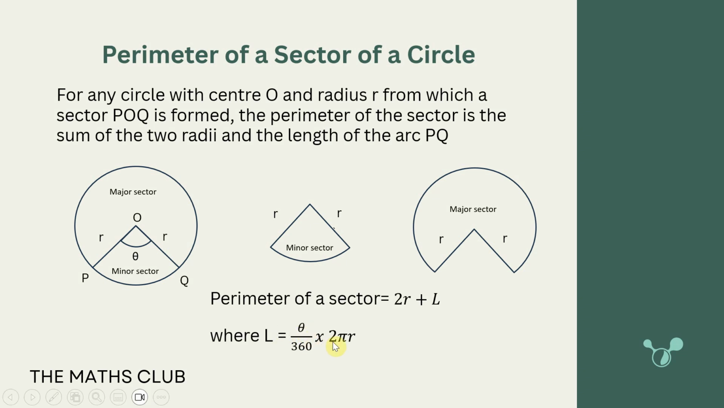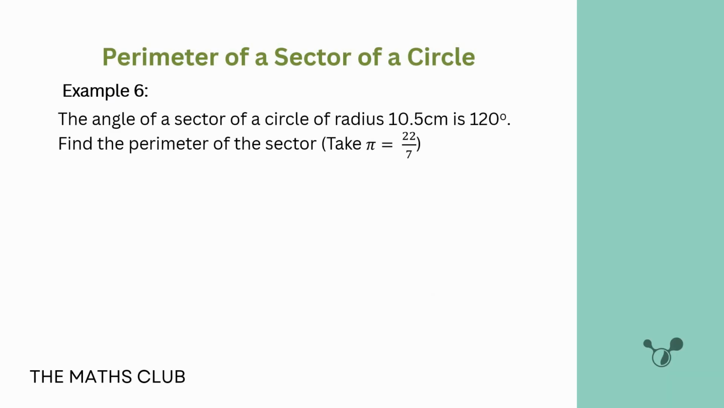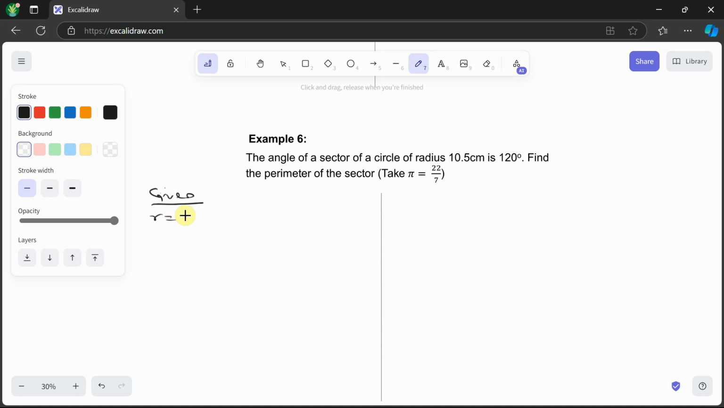We just established that. Example 6 is that the angle of a sector of a circle of radius 10.5 centimeter is 120 degrees. We should find the perimeter of the sector and take pi to be 22 over 7. I want you to pause the video and try this out yourself. Welcome back. Let's solve it together. We're told that r is 10.5 centimeter. We're told that theta is 120 degrees. We should find the perimeter.